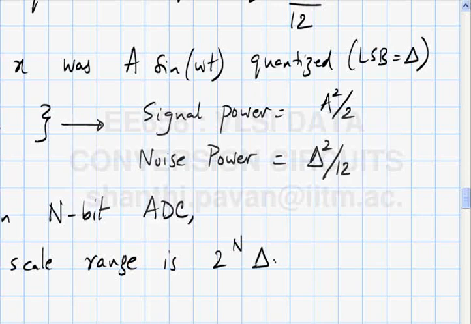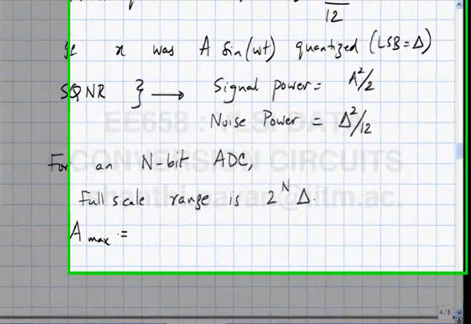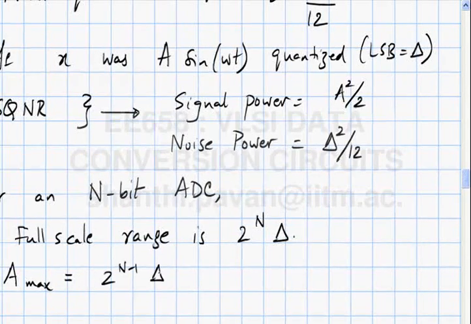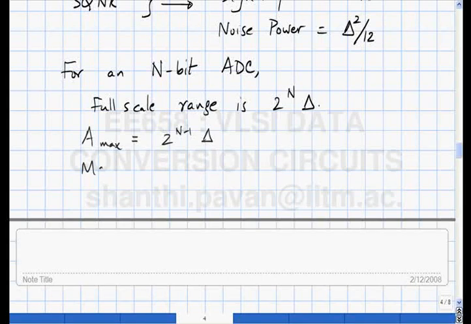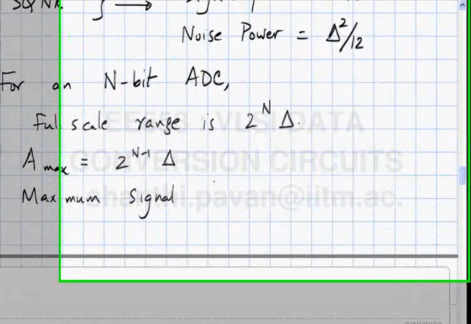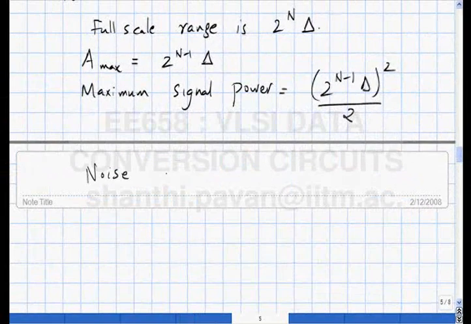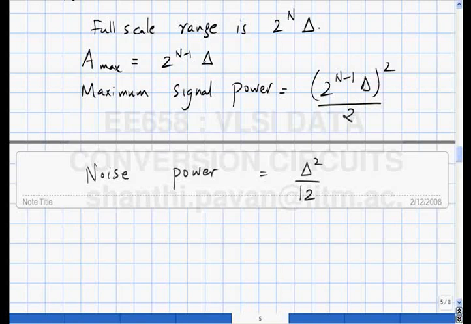So what is the maximum amplitude of the sine wave? Full scale range is 0 LSB to 2 to the power n. The maximum value of the sinusoid that you can fit completely into the quantizer range is 2 to the power n minus 1, times delta. The maximum signal power possible is (2 to the n minus 1 times delta) whole squared by 2, and noise power is delta squared by 12.